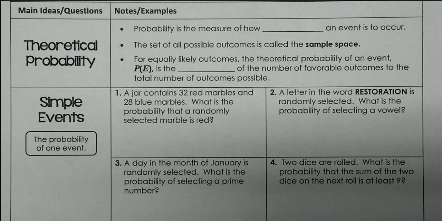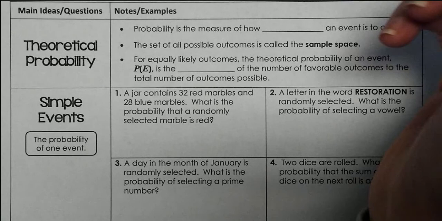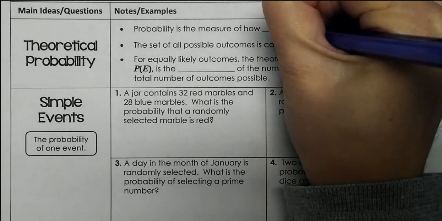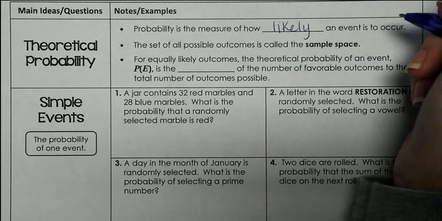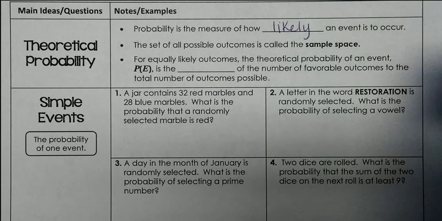Okay, so today we're going to be talking about theoretical probability. If you read through your notes, theoretical probability is a measure of how likely an event is to occur. It's the set of all possible outcomes, and that's called the sample space.